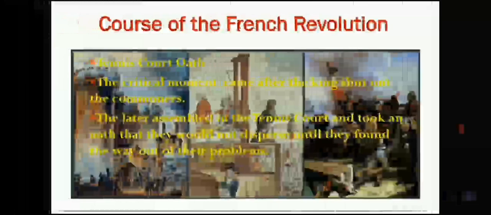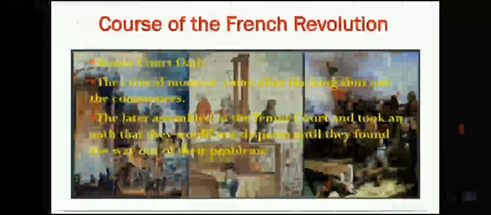Causes of the French Revolution: the fall of Bastille and the Tennis Court Oath. The critical moment came after the king shut out the commoners, and they later assembled in the tennis court and took an oath that they would not disperse until they found a way out of their problem. The king tried to use force, but his own soldiers refused to obey his order.